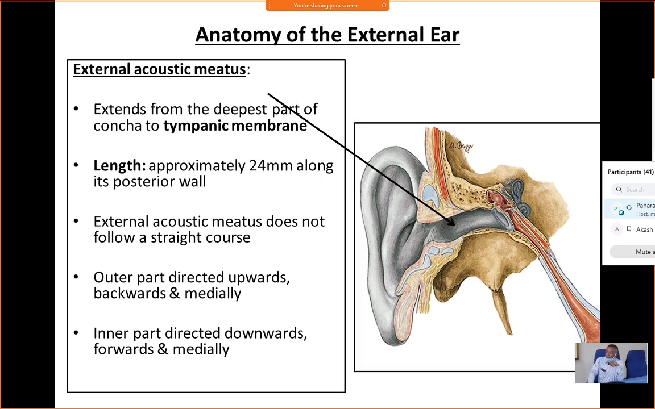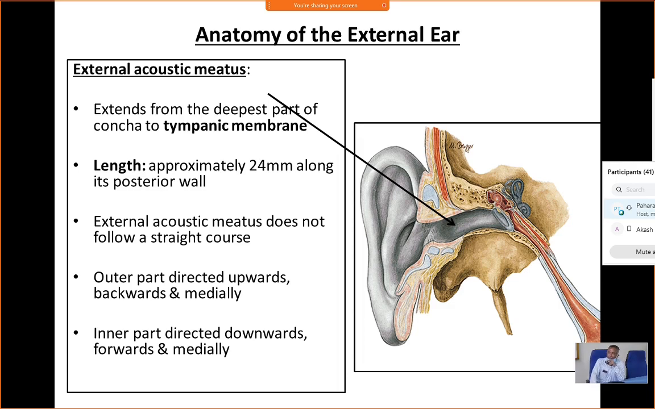Then come to the external acoustic meatus, which is another part of the external ear. It extends from the deepest part of the concha up to the tympanic membrane. The tympanic membrane lies on the medial aspect, and the lateral aspect is open, through which we can put our finger. The medial aspect is closed by the tympanic membrane.